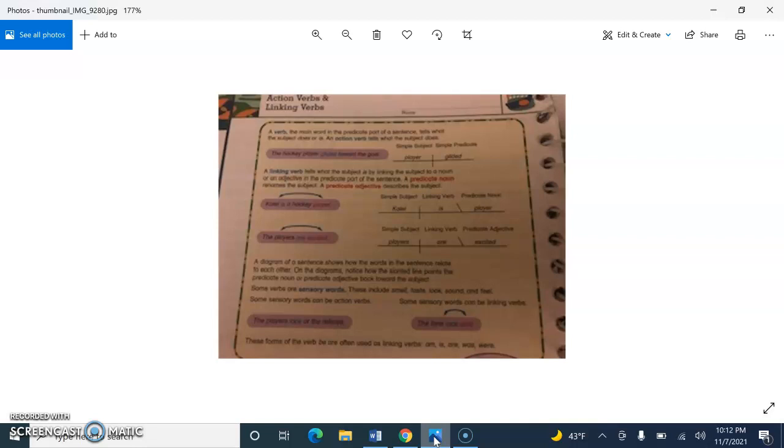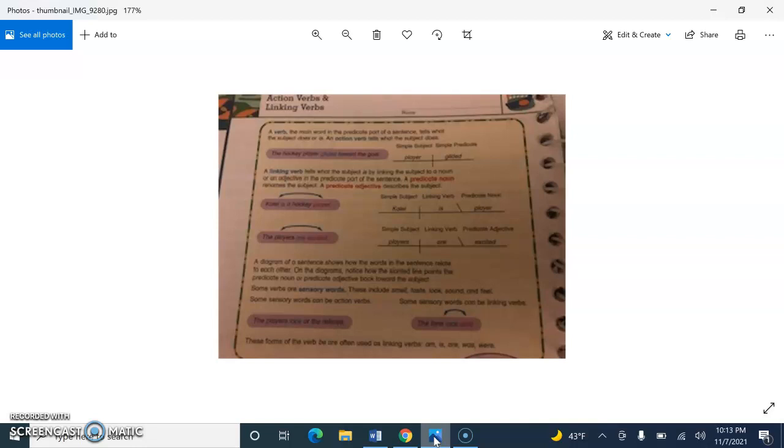And because that noun or that adjective comes in the predicate part of the sentence, which means it comes after the verb, we call them a predicate noun or a predicate adjective. And so you see where a predicate noun renames the subject and a predicate adjective describes the subject. Now, look down below that. We have two examples. I'm going to say Kaylee is a hockey player. And in this case, Kaylee is the simple subject. Is is your linking verb.